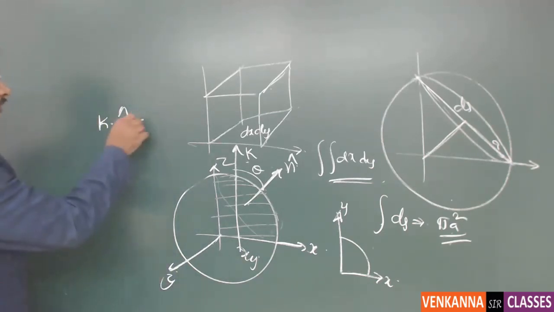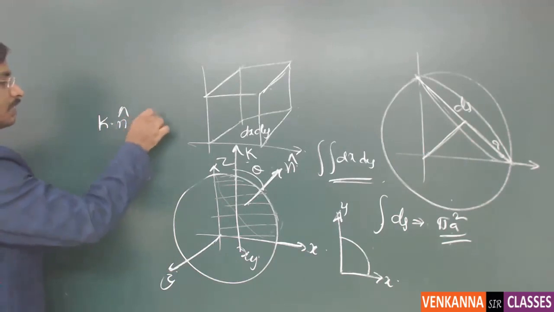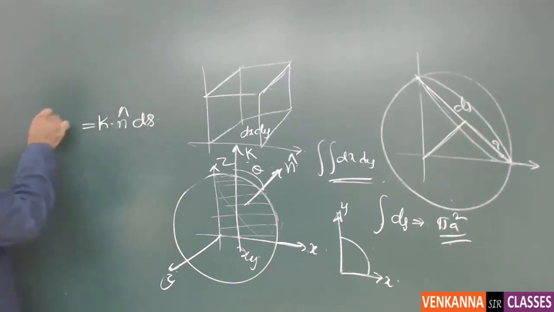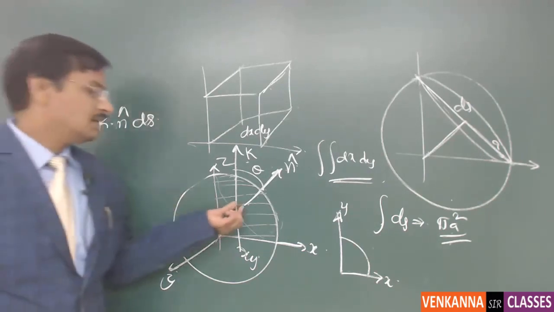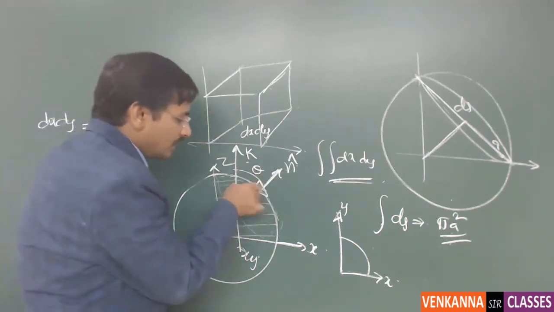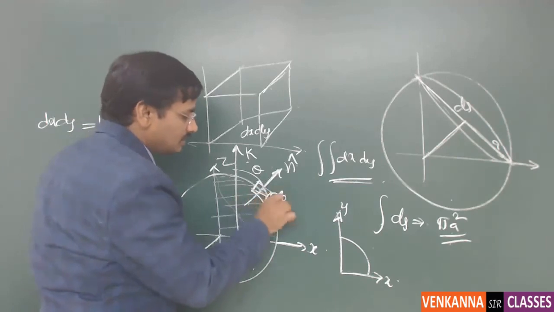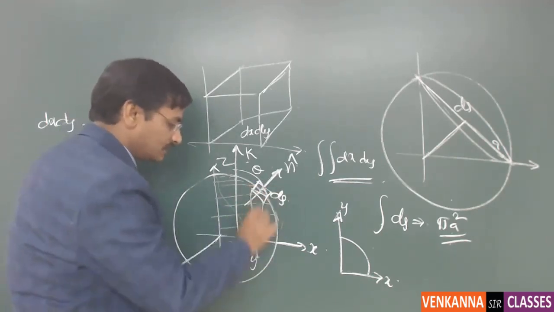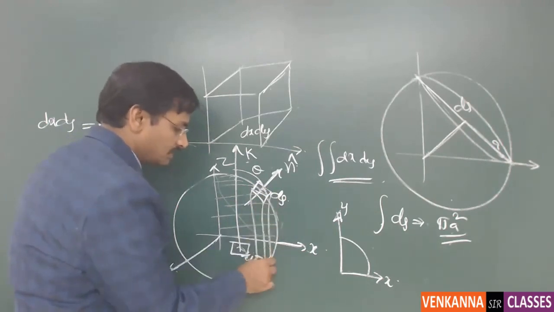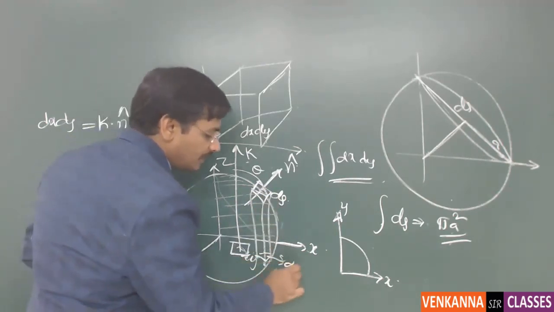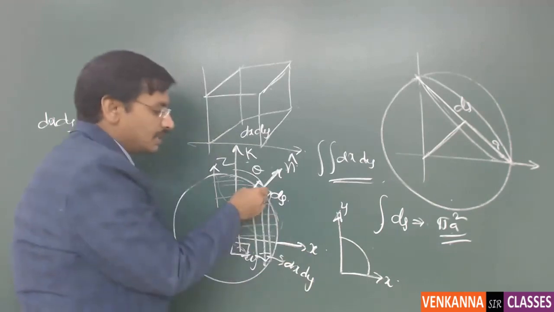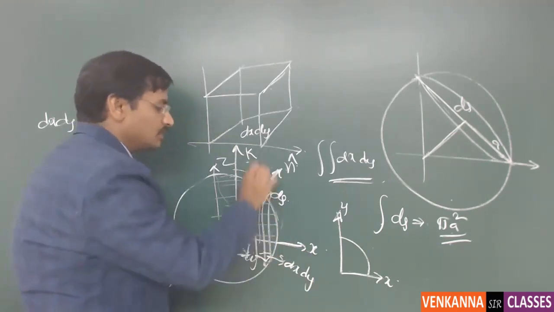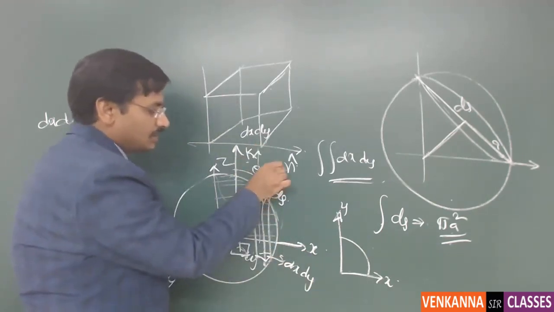So this is going to be k dot n cap getting multiplied by ds. This value is equal to dx dy. I mean to say here, this area is the surface area. So this surface area is ds, and this surface area, which is exactly projected onto this particular plane, has the area of dx dy, and the original area is ds, and the normal to this is k, and the normal to this one is n.